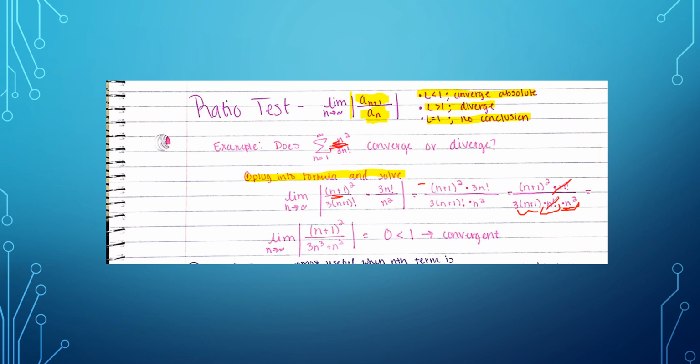So when you do the calculus, you're left with 0, which is less than 1, so we know that this series will be convergent.